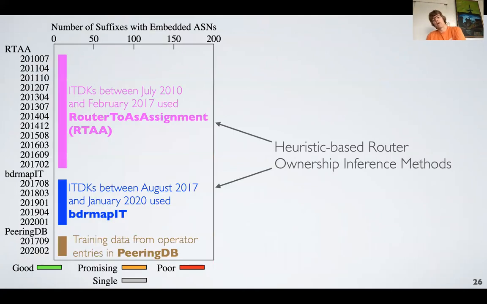In terms of evaluation, what we used were the router ownership inference methods that were used by the ITDK between 2010 and 2020. The first phase used the router to AS assignment method, and the second set used the bdrmap inference methodology. The third set is from PeeringDB, and this training set is manually labeled by operators in PeeringDB. Some of them may be stale, but generally operators are incented to keep those entries in PeeringDB up to date.